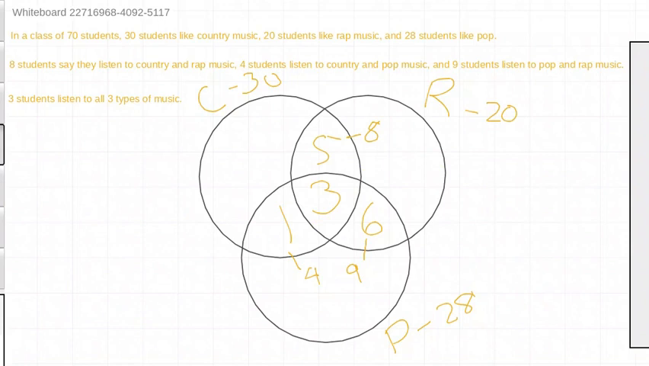So that's how we got 9. We would just add all of our amounts that are included in the big circle and subtract that from our big number. Now we have to do 20 minus 5 minus 3 minus 6, which is just 6, because it's 20 minus 14, and 28 minus 10, which is 18. So that's our answer.